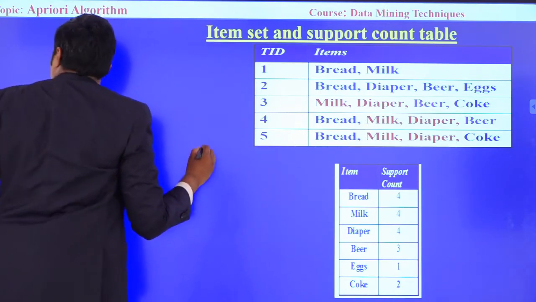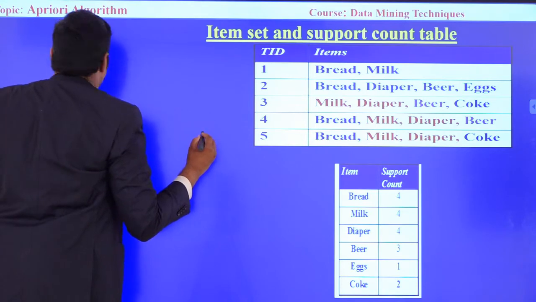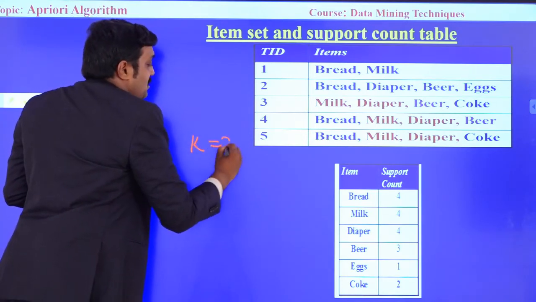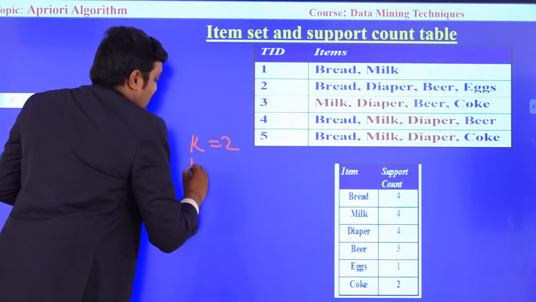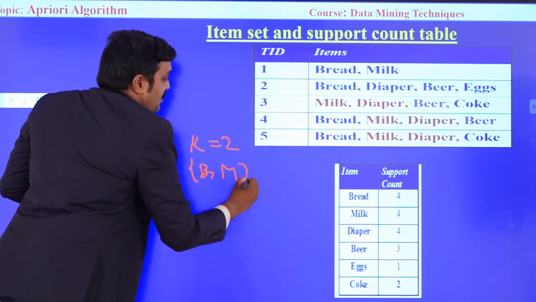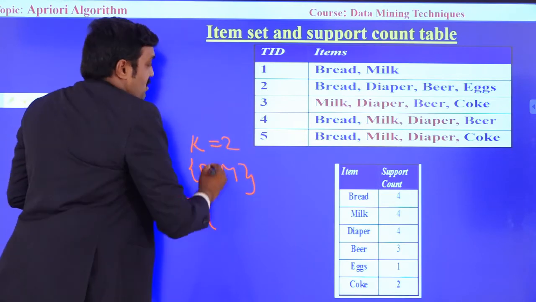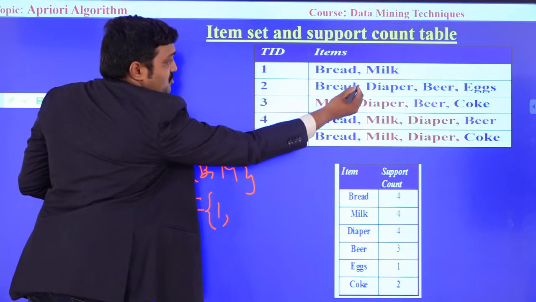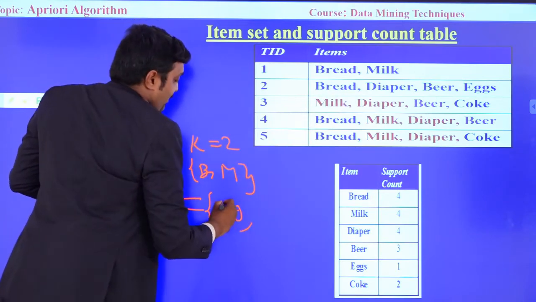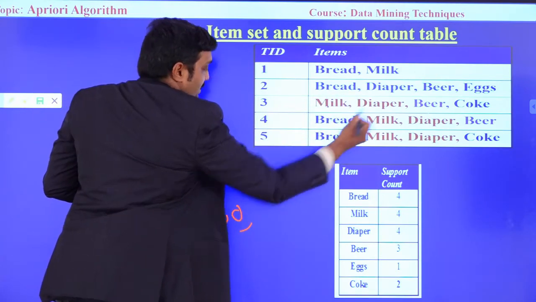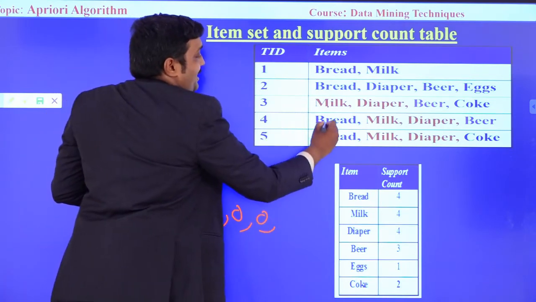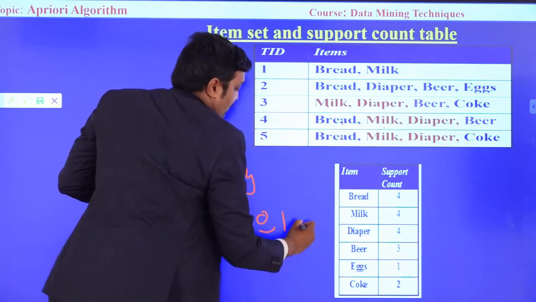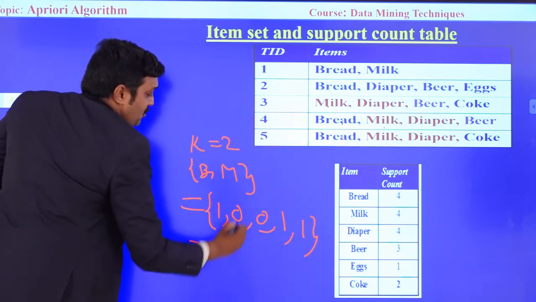K equal to 2 means we check with the two-item combinations, bread and milk. Check the support count. Transaction 1, bread and milk occur one time. In transaction 2, bread occurred, there is no milk, so 0. In transaction 3, milk occurred, there is no bread, so 0. In transaction 4, bread and milk occurred. And in transaction 5, bread and milk occurred, so 4. So the total occurrence of the bread and milk combination is 3.